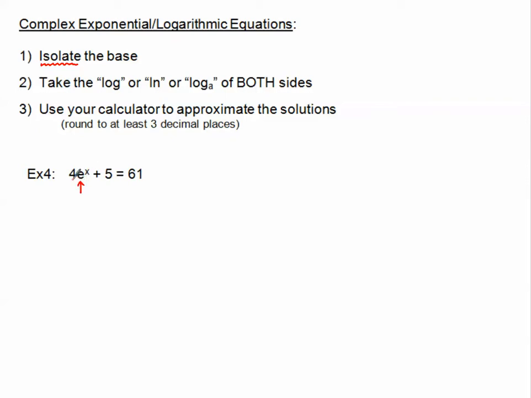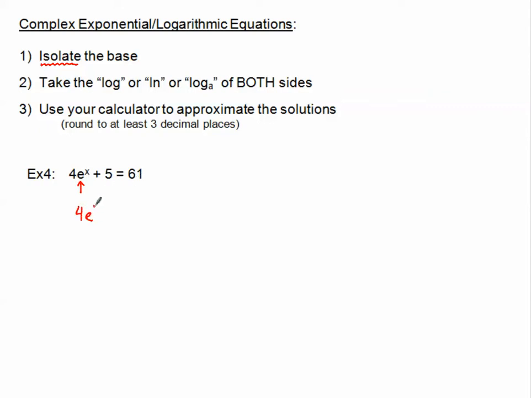The base is not 4e. If we wanted the base to be 4e, we would have to have parentheses around that expression 4e. So it's not. The base is just e. So to isolate that, I need to get rid of the 5, and I need to get rid of this coefficient of 4. So let's subtract 5 first.